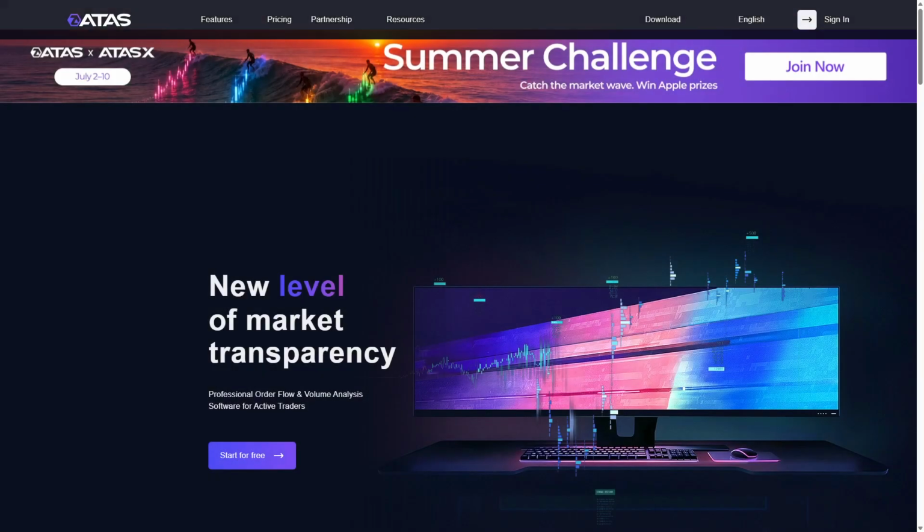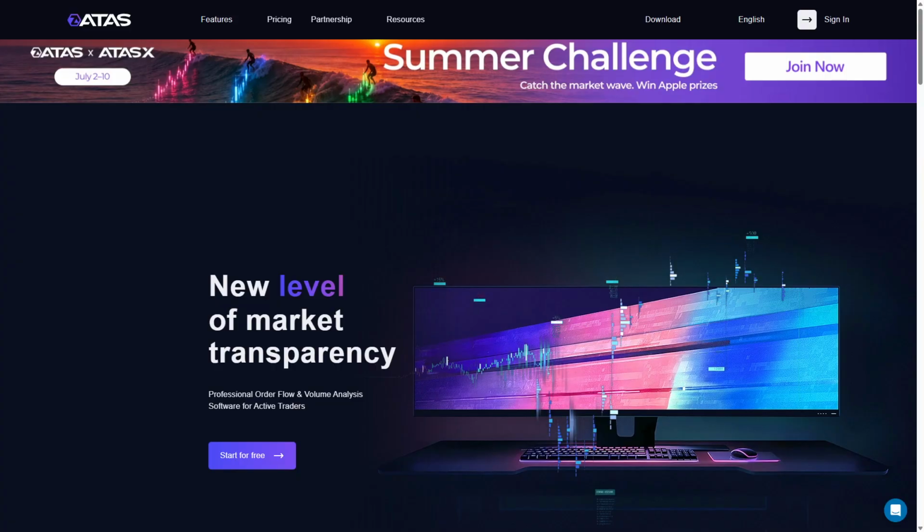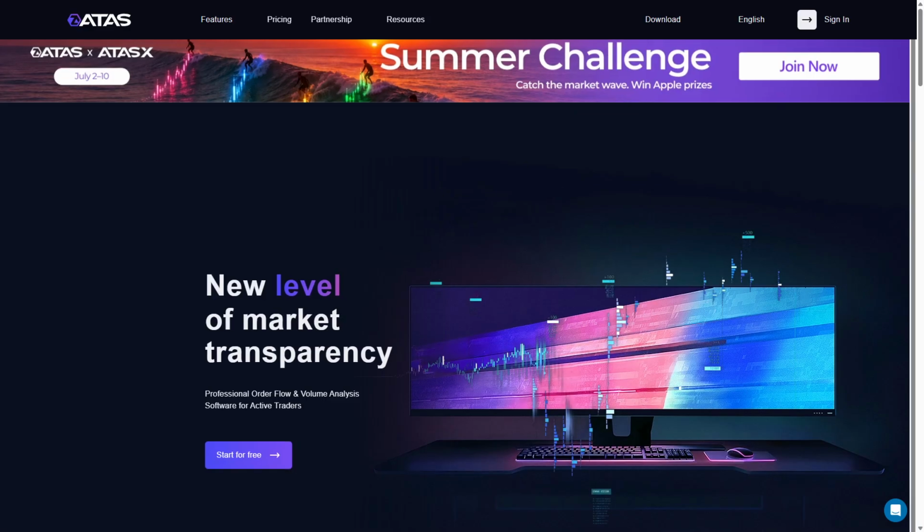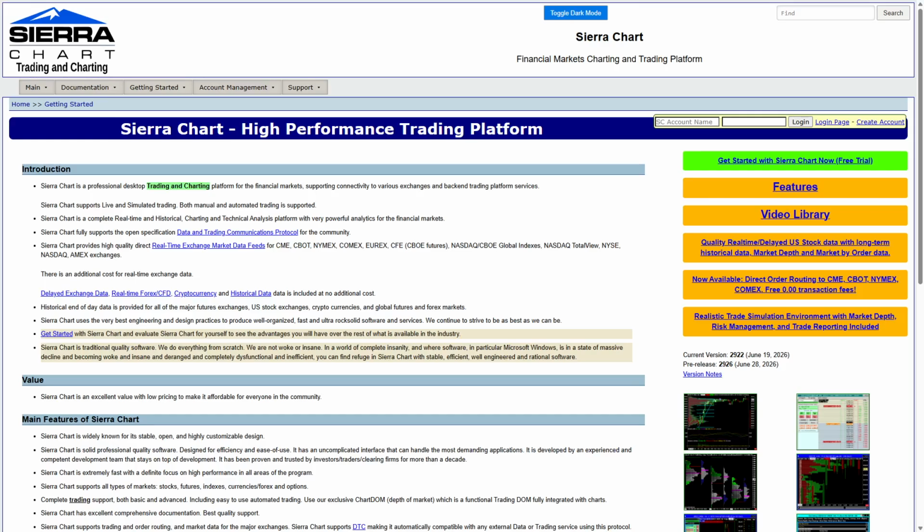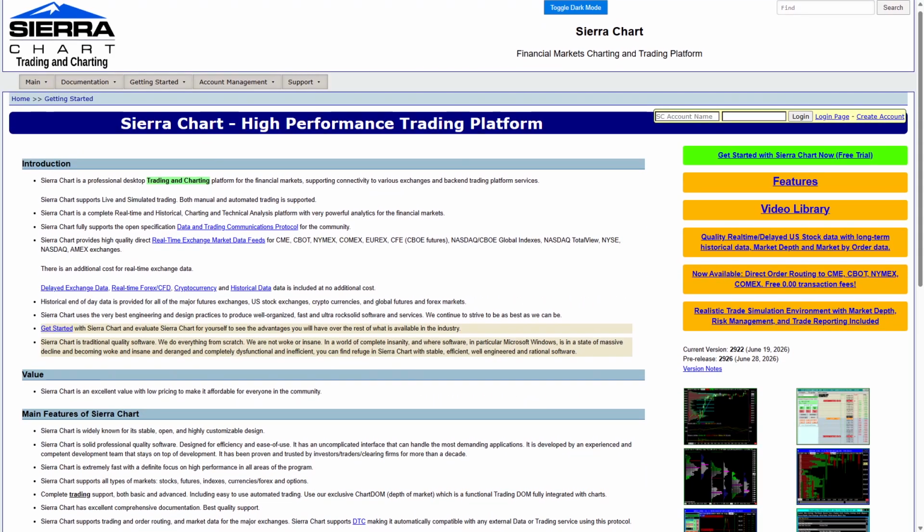Sierra Chart and ATAS are leading order flow platforms designed for professional traders. The core difference lies in Sierra Chart's extensive customization and raw data focus, while ATAS prioritizes user-friendly visualization and an intuitive interface. Sierra Chart is a comprehensive order flow and charting platform favored by advanced traders.